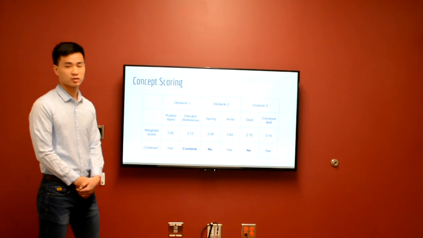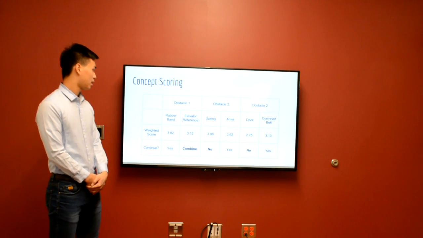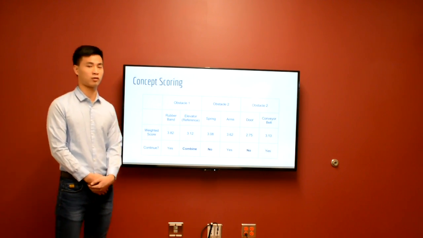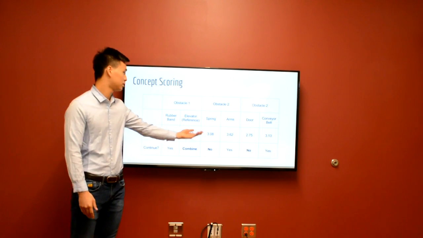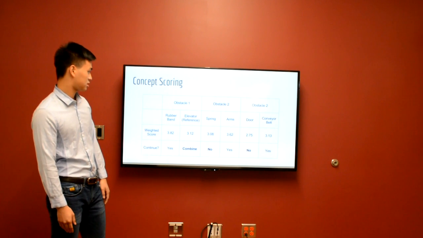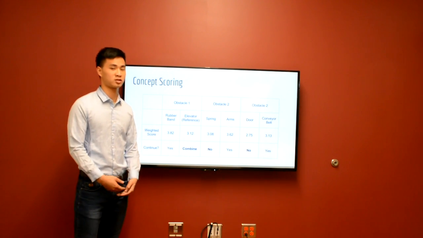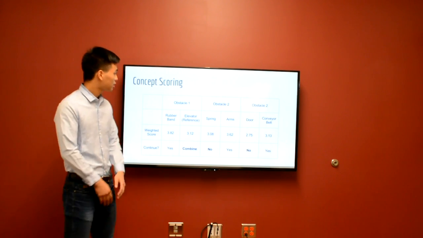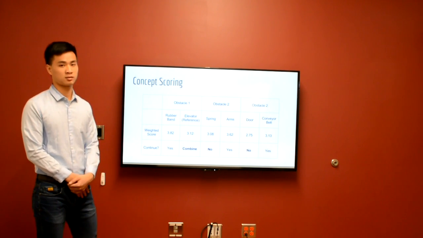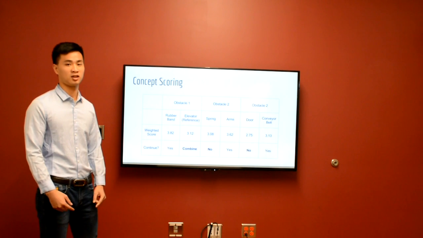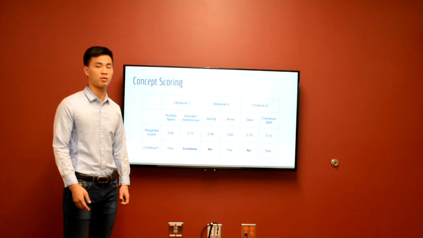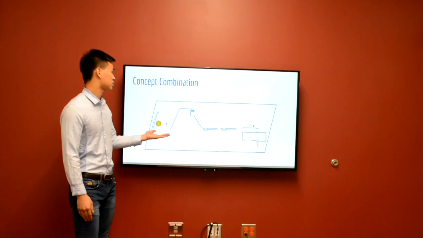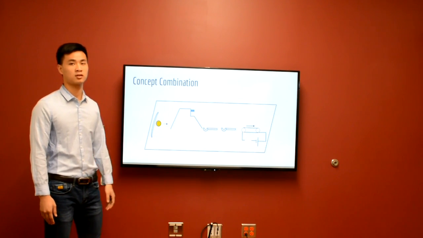And for concept scoring, we did the further selection, and we put weight on the criteria, and we still select elevator as our reference. And this is the weighted score after the process. And we can see that spring and door has the lowest performance. So we decided not to pursue it anymore. And also, we want to combine elevator and rubber band, because rubber band can give a ping pong ball an initial velocity, and elevator can bring ping pong ball up and down, so it can control the height. And this is our concept combination. The concepts are selected from our concept screening and scoring.